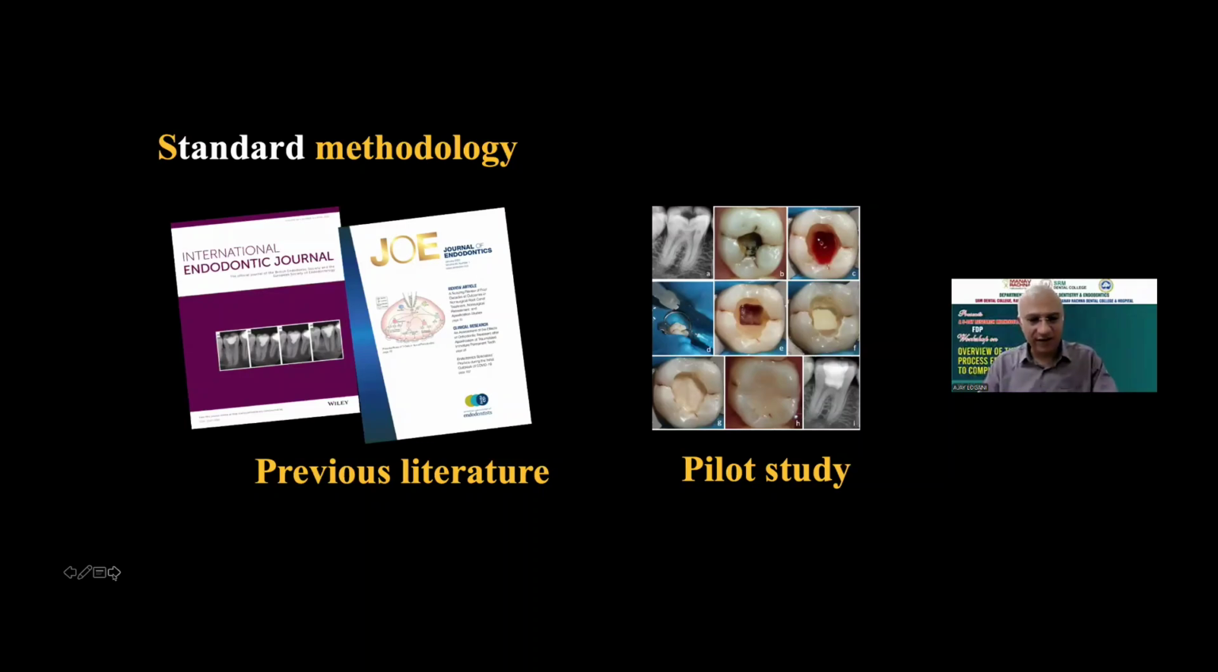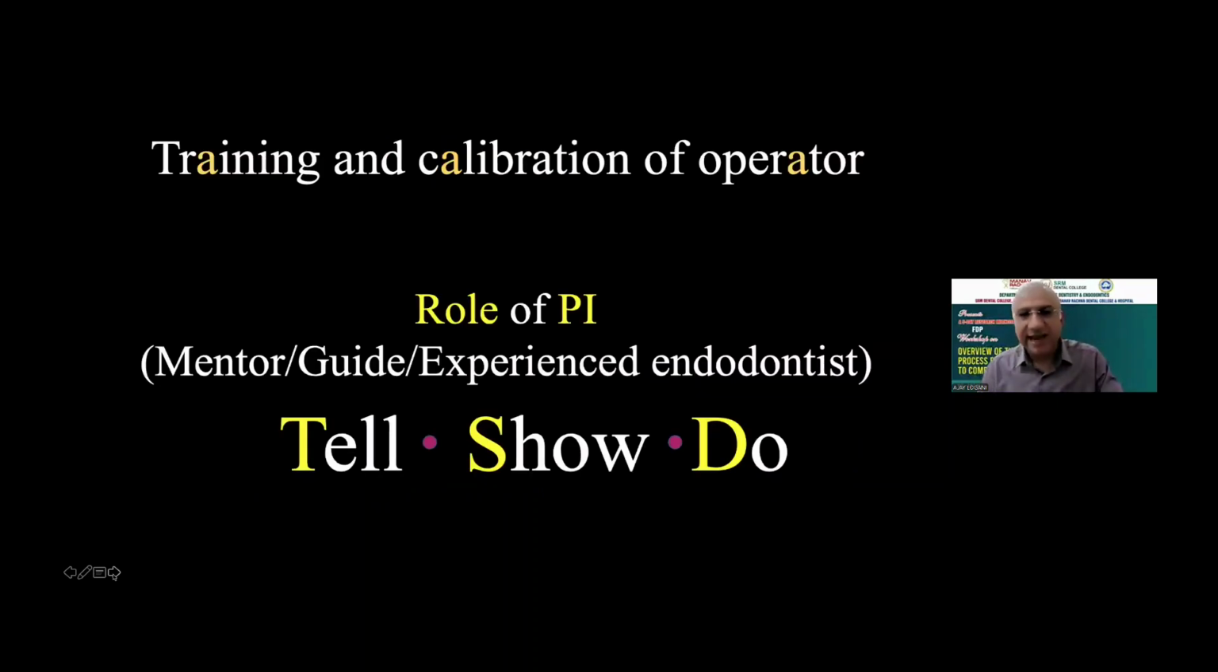Now, that is where the role of the PI comes in. I must tell you that most of our trials are done by postgraduates, and if the methodology has to be standardized, the PI's role is that in the first 4 or 5 cases they must show them how the standardization of the procedure needs to be done. That's the role of the PI: to train and calibrate the operator.